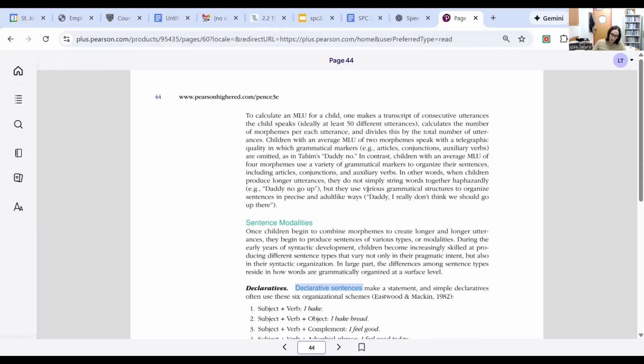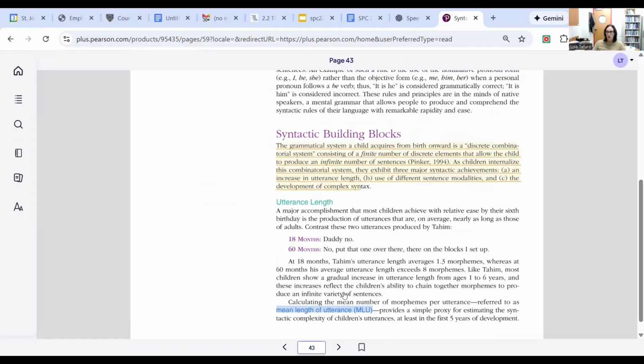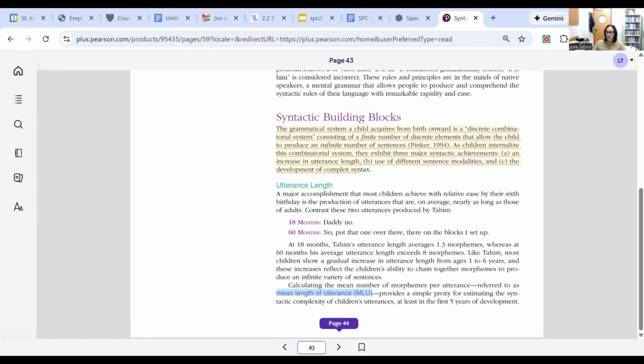We know that younger children are producing shorter utterances. Older children are producing longer utterances. And we talk about length, again, I went back here, we talk about length as the MLU, or the mean length of utterance.